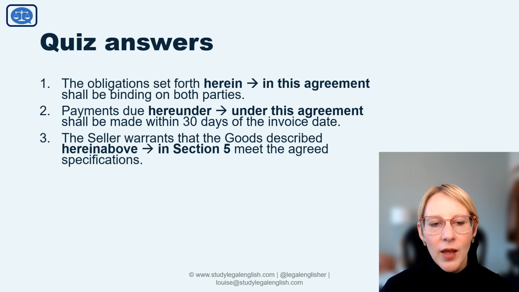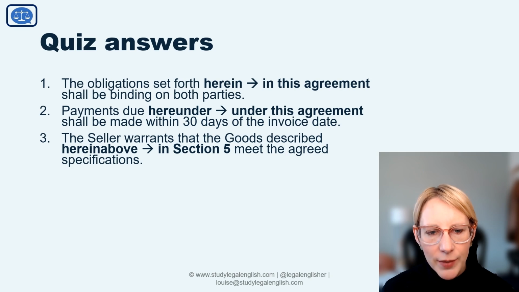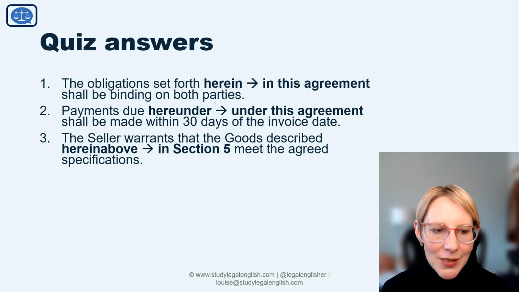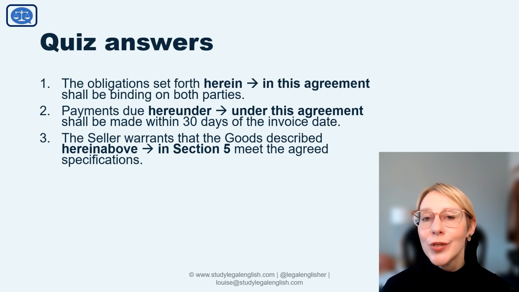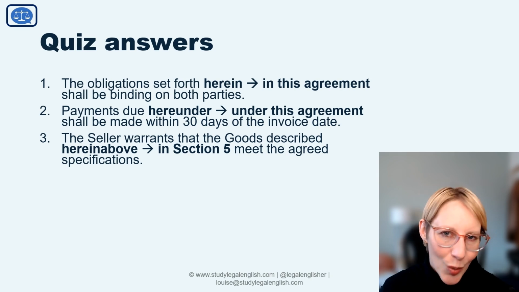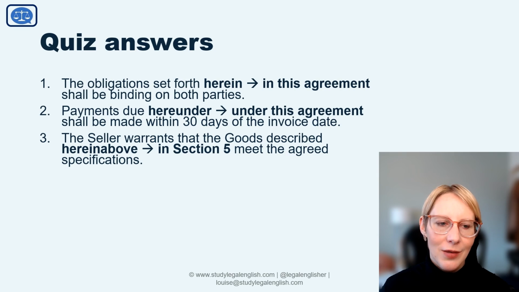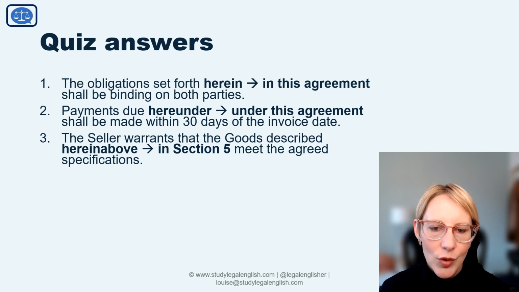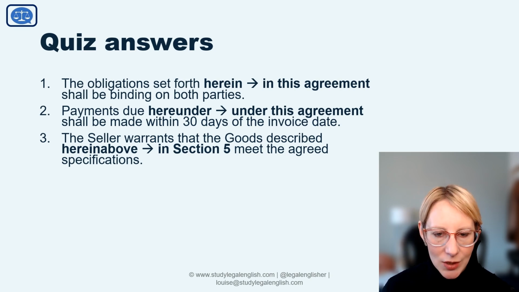Number 3, the seller warrants that the goods described herein and above. Specify, be specific. The seller warrants that the goods described in section 5 meet the agreed specifications. However, again, you're talking about the goods meeting the specifications. The goods here is a defined term. So what other goods are we talking about? You don't need the herein above or in section 5. You can simply say the seller warrants that the goods meet the agreed specifications.